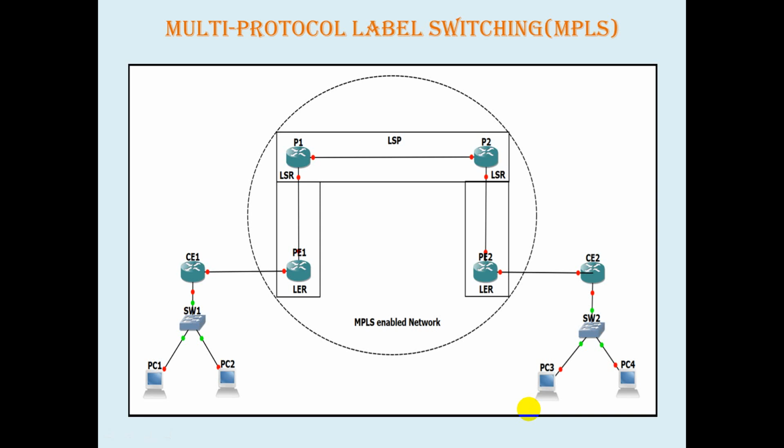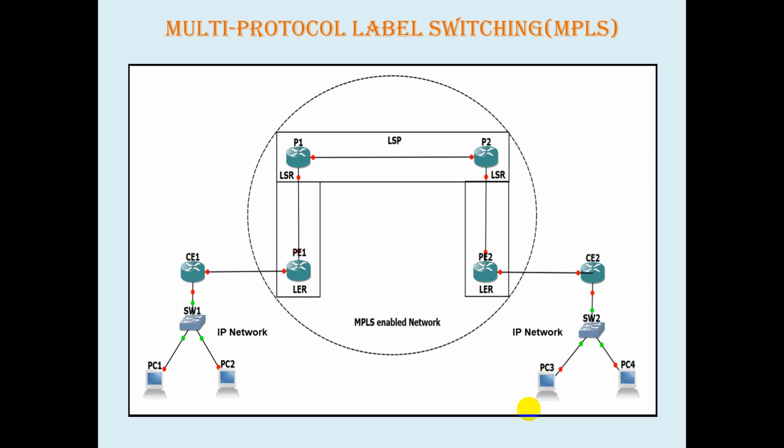In a Cisco environment, the first and the last hop routers in an MPLS network are called label edge routers, and in short we write LER. So PE1 is an LER, while all the routers in between them are called label switching routers, that is LSR.